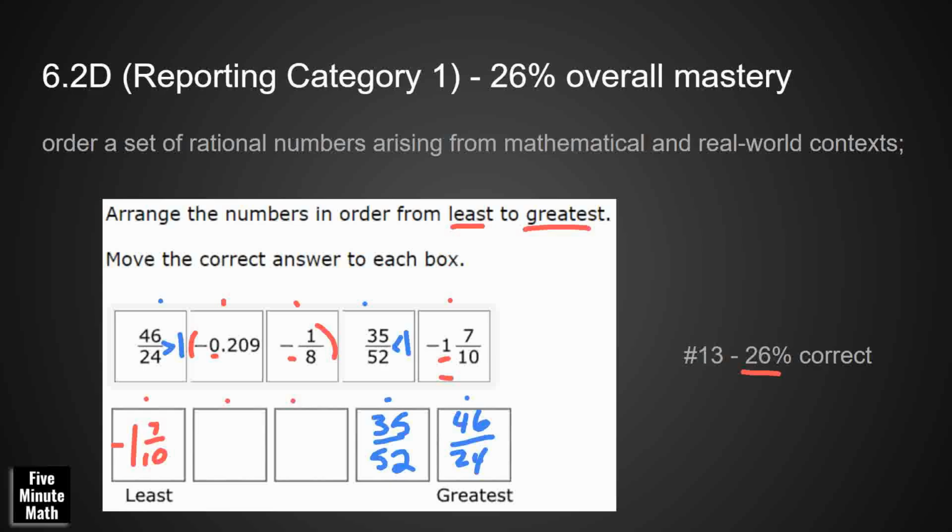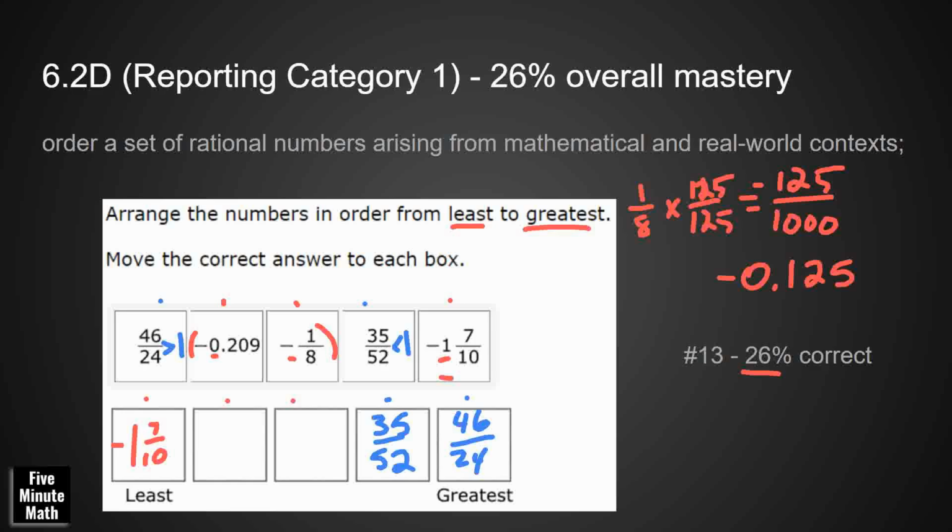So -1/8. We need to know our eighths: if we multiply them by 125, we can get up to thousandths. So 125 thousandths is probably the easiest way to do this. This is -125 thousandths, or -0.125. This is going to be closer to 0 if we imagine our 0 being right here. So we're going to put our -1/8 here, -0.209 here. So that's the correct answer. And you can see only 1 out of every 4 students, roughly, got this correct.